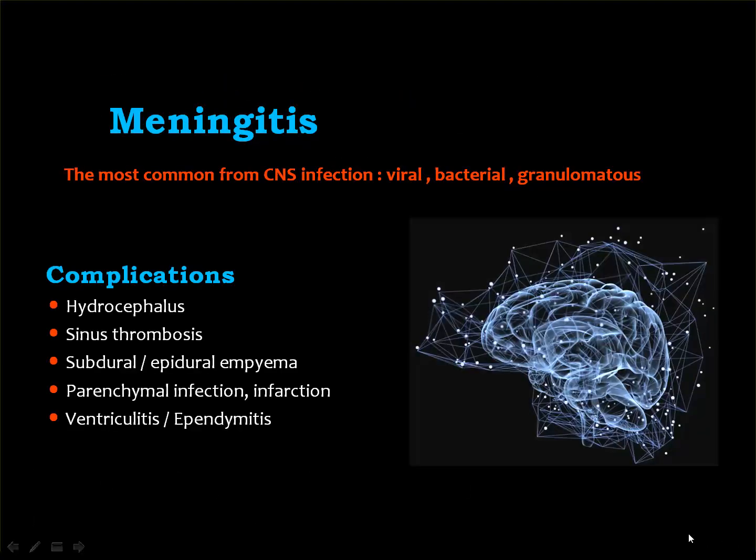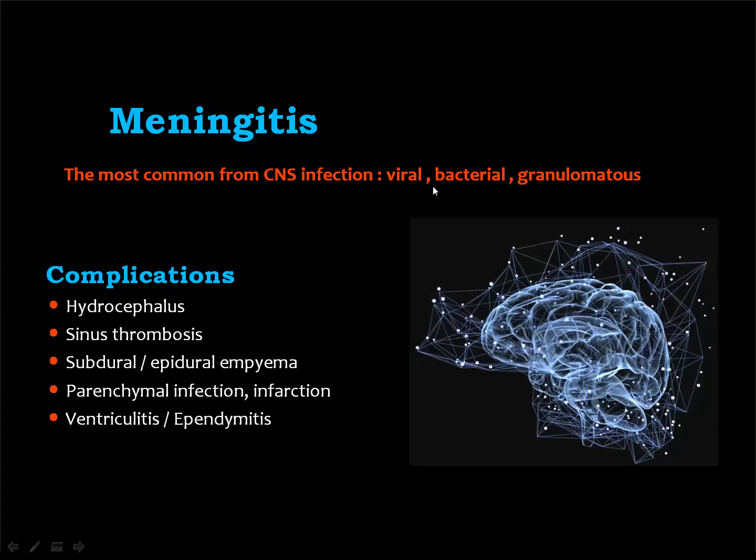Then the next type, the third type. The first one is congenital intracranial infection diagnosed by calcification. The second one is viral encephalitis. The third one is meningitis. Inflammation of the meninges can be caused by any organism: viral, bacterial, granulomatous, fungal. Any organism can cause meningitis. And the affected meninges will be thickened and enhanced with contrast material.